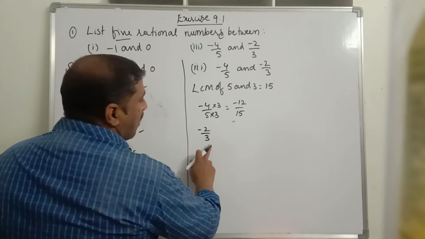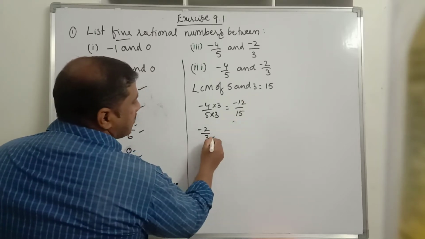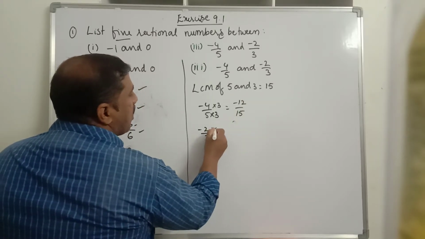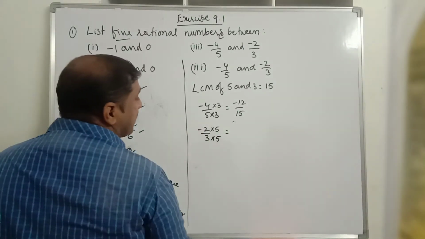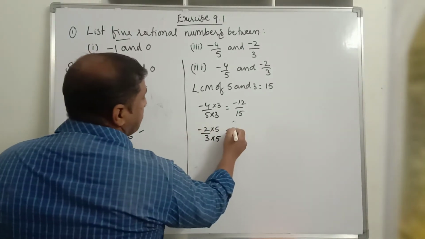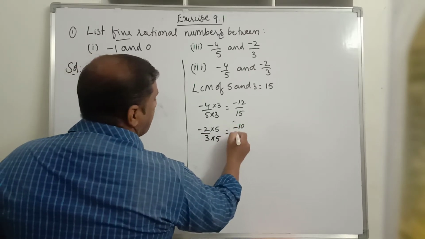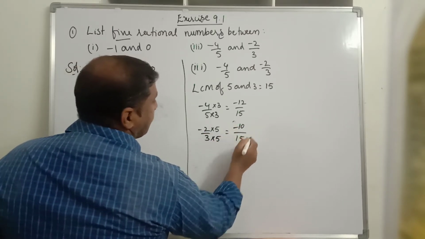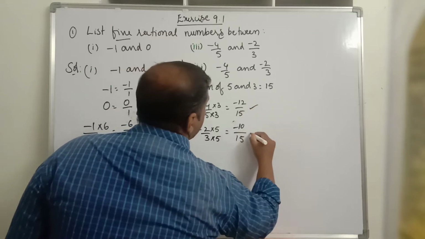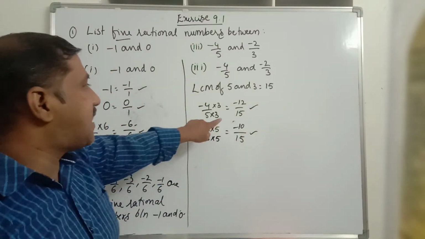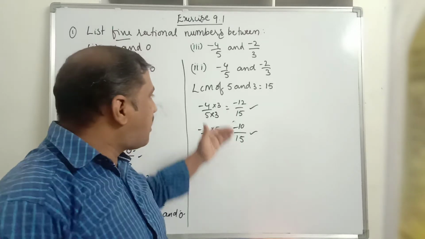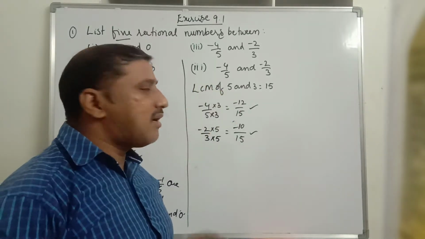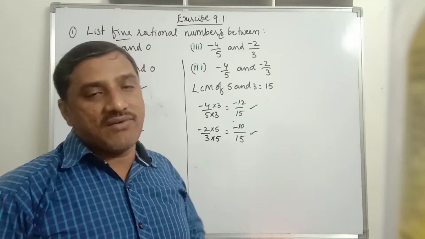Next, minus 2 by 3 is the second rational number. To get the denominator as 15, 3 is multiplied with 5 and 2 also will be multiplied with 5. Now it is minus into plus, minus 2 into 5, 10, divided by 3 into 5, which is 15. Now we have two rational numbers with the same denominator, that is minus 12 by 15 and minus 10 by 15. So what is there between minus 12 and minus 10? We have minus 11 by 15.